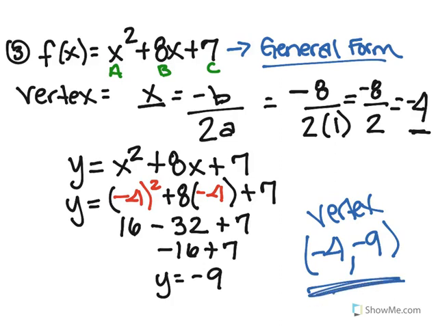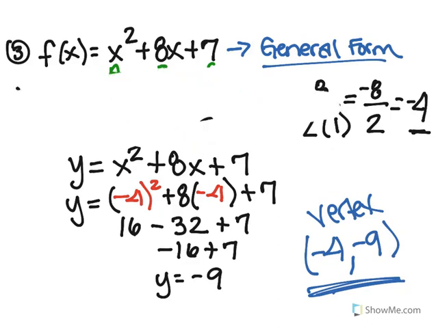Okay? So it's a little bit more work than just looking at it and pulling out the x coordinate and the y coordinate. We had to actually do the plug-in formula for negative b over 2a. Okay? So we know our vertex is at negative 4, negative 9. Now let's find our intercepts.